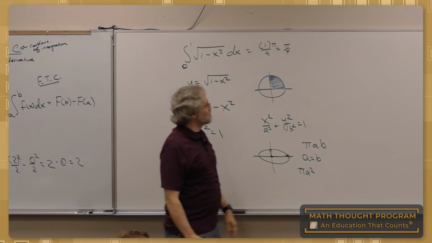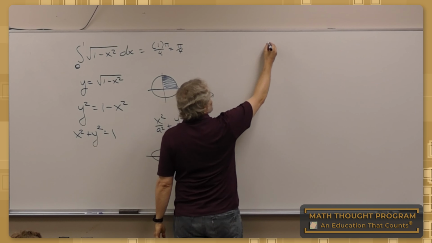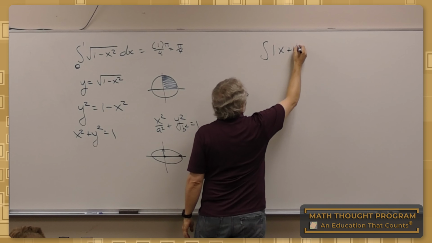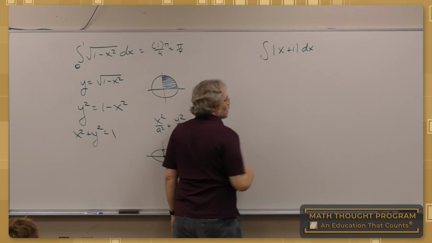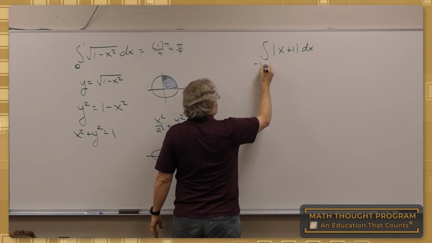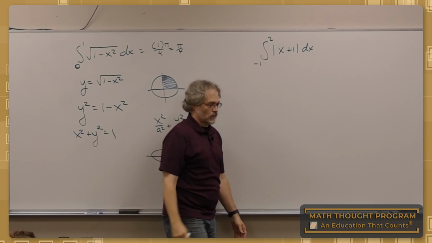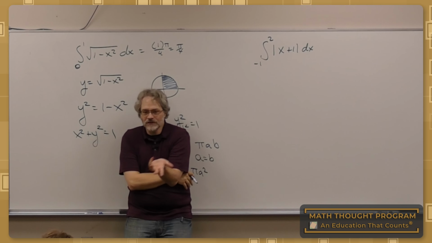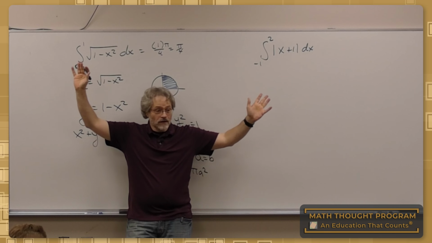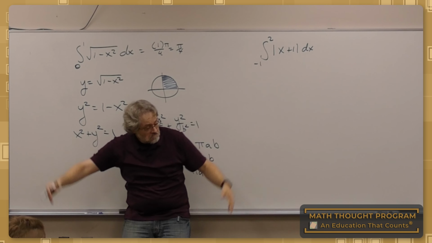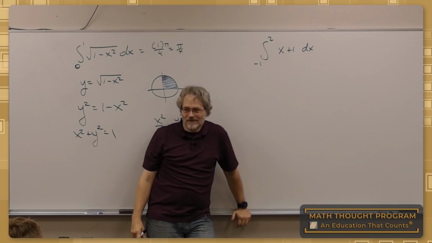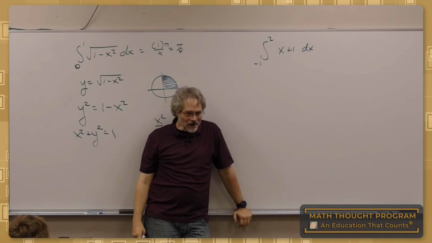Good play on words. Let me throw you this one. Suppose we look at the integration of the absolute value of x plus 1, and let's say it goes between -1 and 2. How am I going to figure this out? Great idea, it has absolute value. I don't like it. Let's just get rid of it. That's a terrible idea.